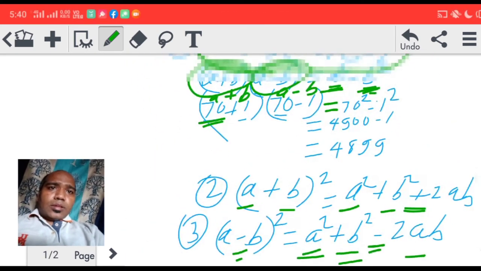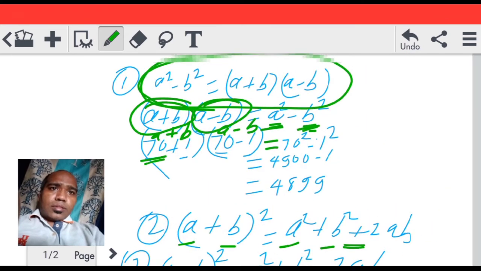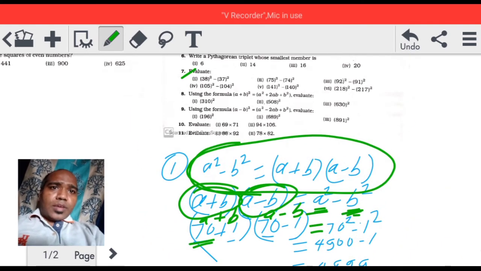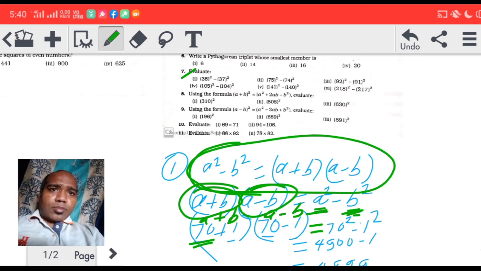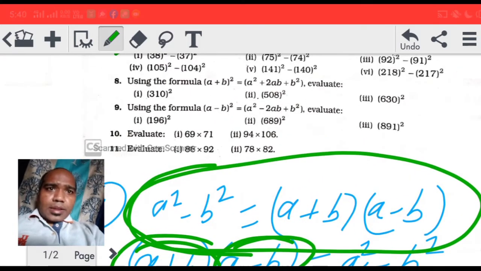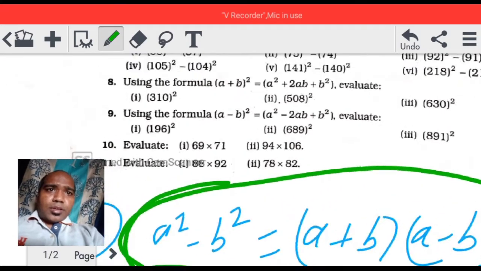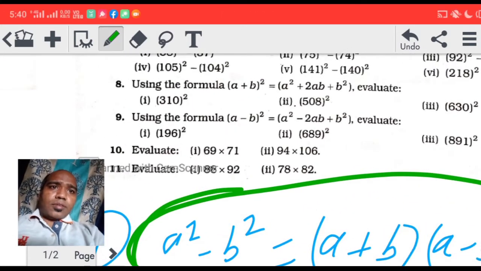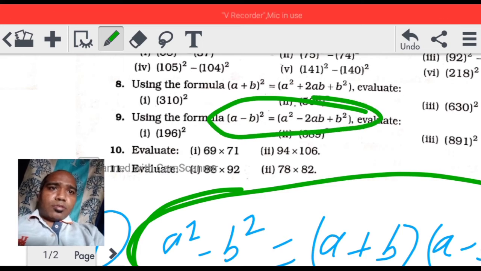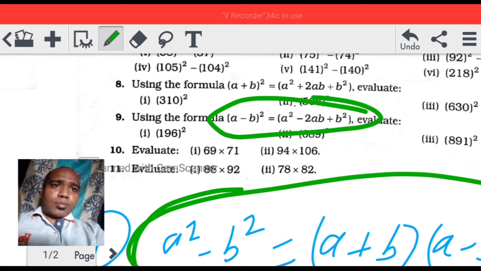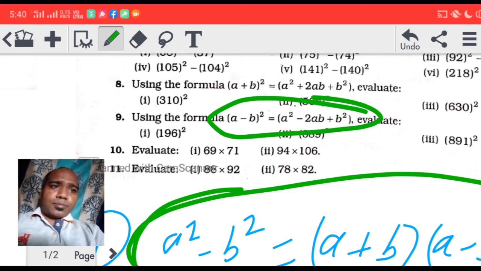Now, using this formula, we have to solve the questions. We have to solve question number 8 and 9. Question 8 we have already solved. Question number 9 we have to solve. A minus b whole square, here the formula is also given. A minus b whole square is what? A square minus 2ab plus b square.